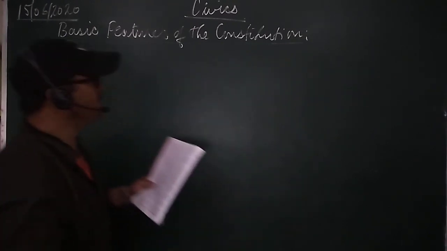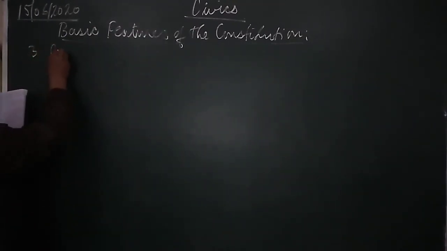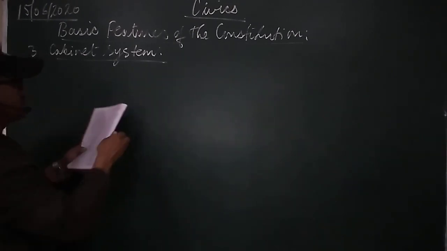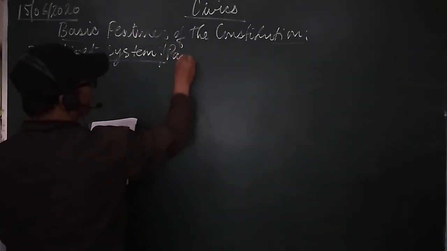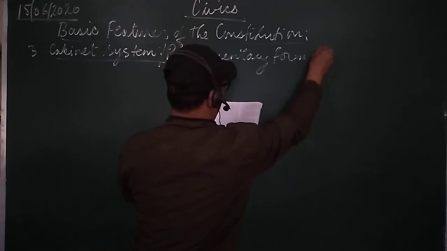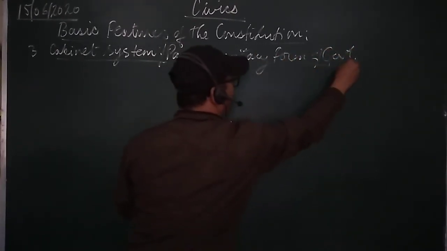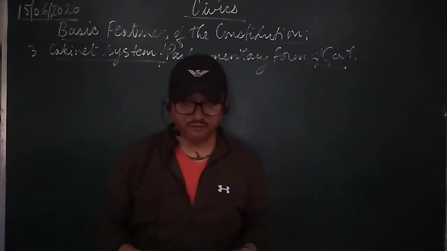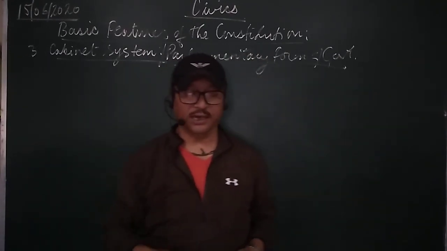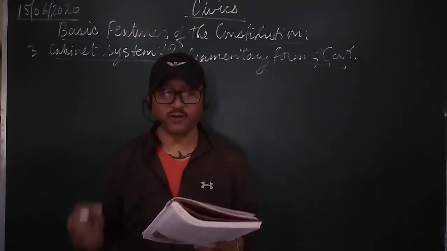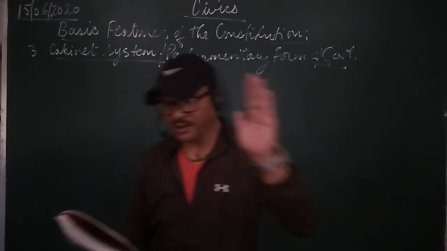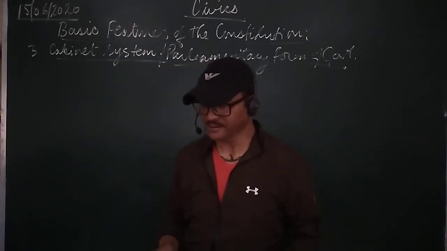Now, the third feature that we are going to learn today is the cabinet system, or we can call it the parliamentary form of government. Now, let's see what we find in this feature. It is due to the Indian Constitution that a cabinet system of government has been established, both at the center and in the state. In the center also, the cabinet system is there, and as well as in the states. Got it?